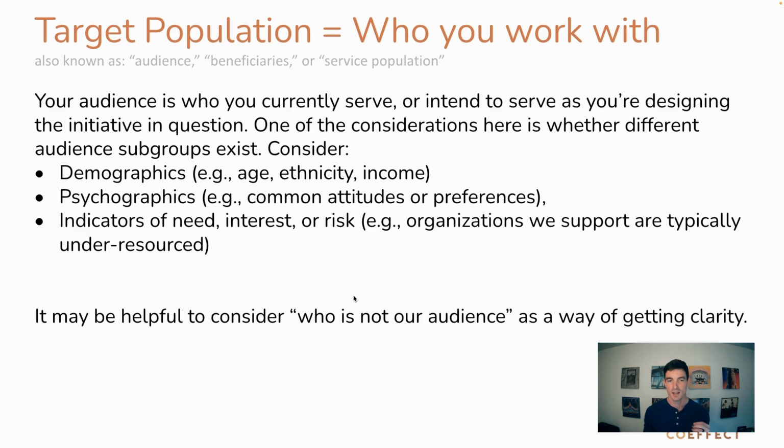A final piece is indicators of need, interest, or risk. Some organizations will serve a population that is very high need. Some organizations are best set up to serve a population that has somewhat less need. And the structure of those organizations tends to differ. So it really depends on the nature of your mission, but definitely think, are there any indicators of need, interest, or risk that exemplify who we're best positioned to work with? Finally, I think it's helpful to consider, okay, who's not in our target audience, as a way of being really clear about these things. So target population, target audience, that's the first major concept.